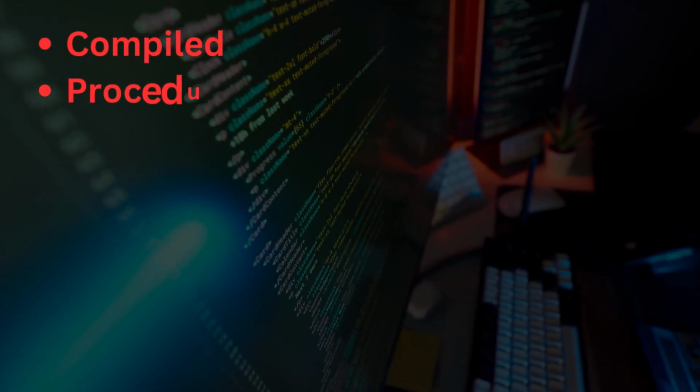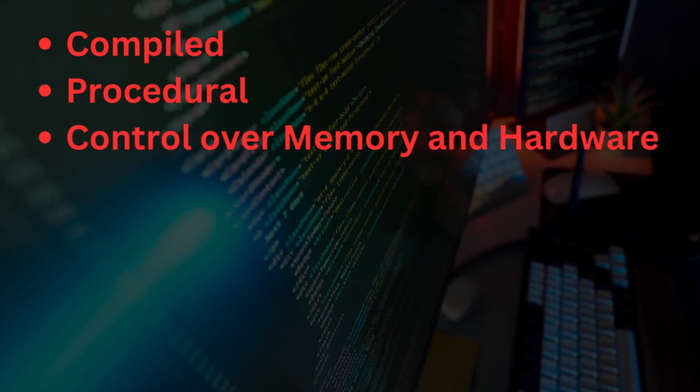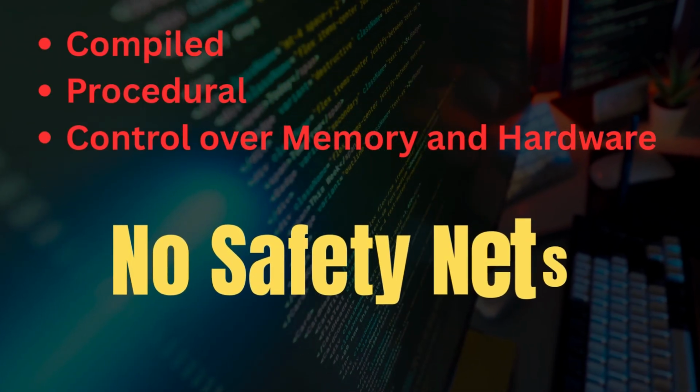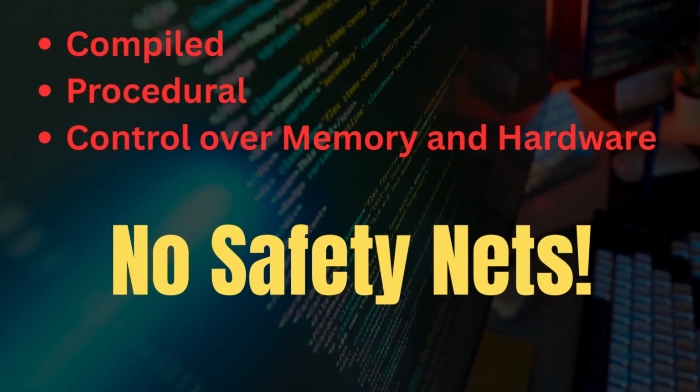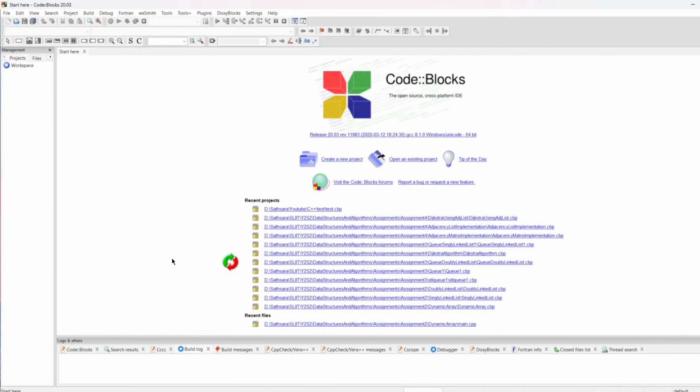C is a compiled procedural programming language that gives you direct control over memory and hardware. There are no safety nets here, and that's exactly why C is so powerful. Now let's get into our first program, which is to print the words "Hello World."